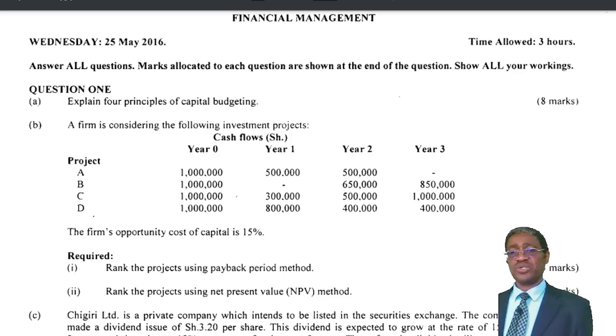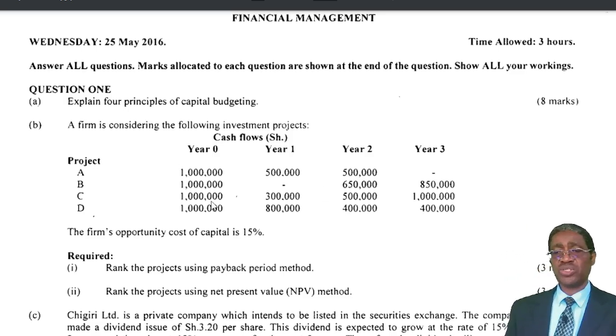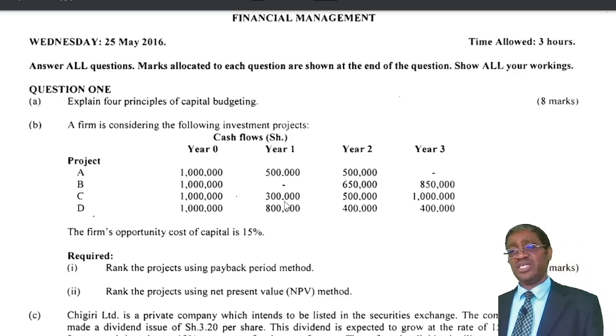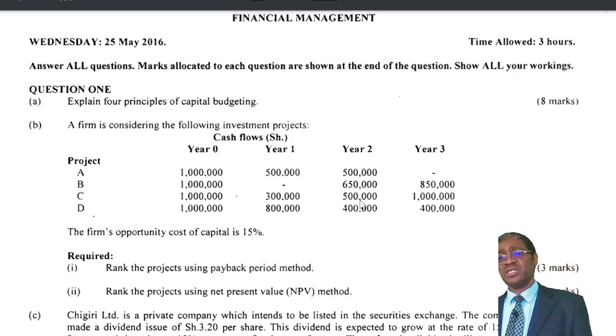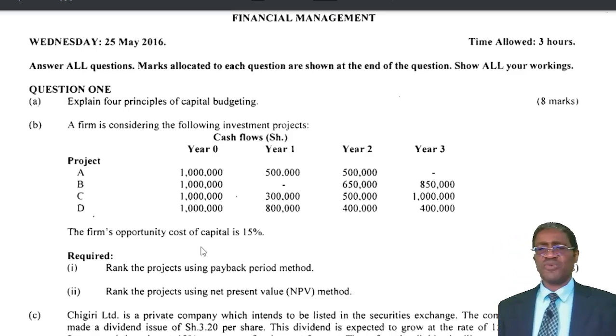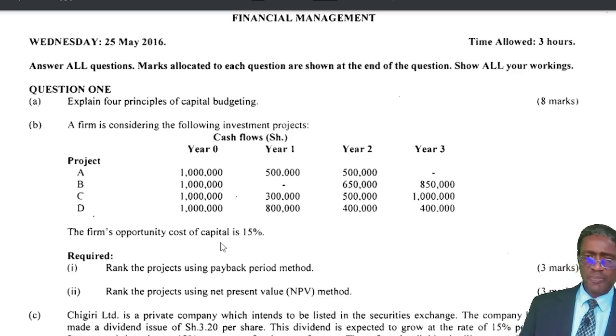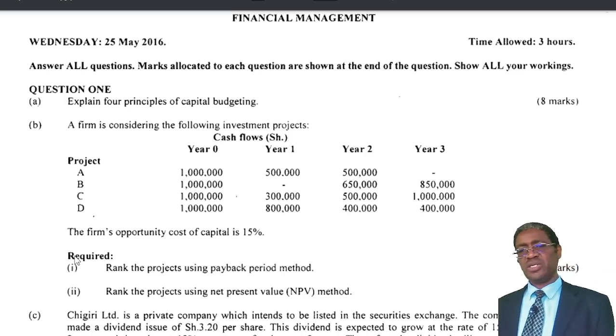If you look at project C, the initial cost is 1 million. Then in year 1, I recover 300. Year 2, I recover 500. Year 3, we get a cash inflow of 1 million. Project D, the same. Then you are told the firm's cost of capital is 15%. Required: number A, rank the projects using the payback period method.